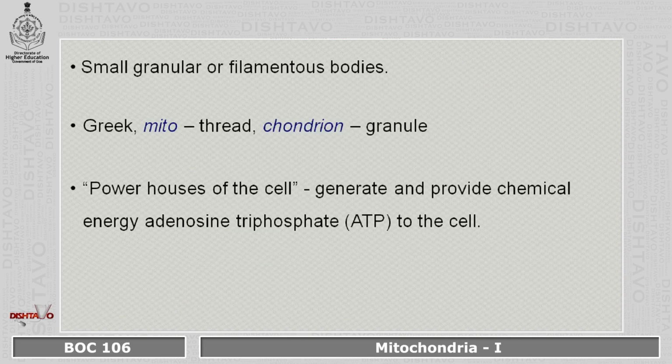Mitochondria, they are small granular or filamentous bodies. The term mitochondrion has derived from a Greek word, mito means thread and chondrion means granule. Mitochondrions are also called as powerhouses of the cell because they generate and provide chemical energy, adenosine triphosphate ATP, to the cell.